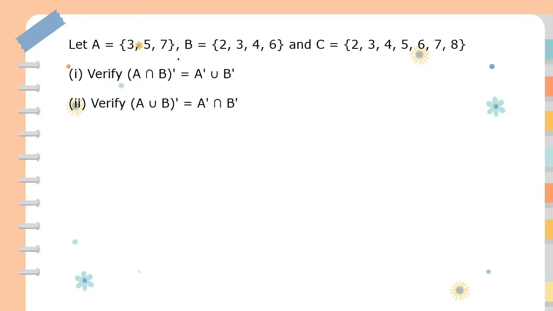Now you have to solve this particular question. You have to first take the intersection and find its complement, then find A complement and B complement and take their union, and verify whether these two are equal or not. So solve it.